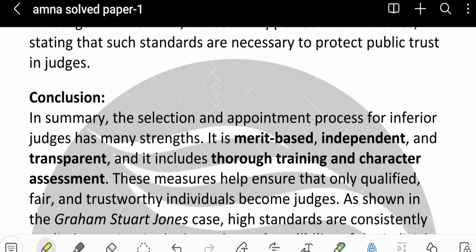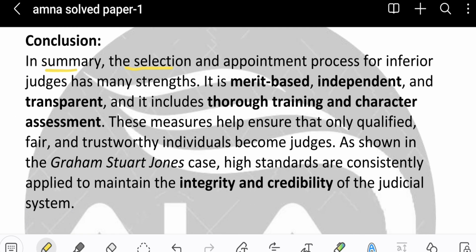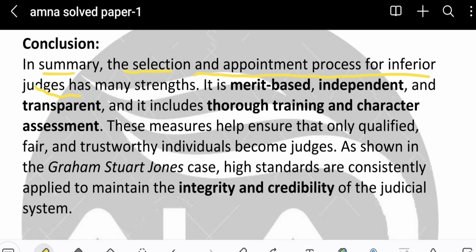So in the conclusion you have to write: in conclusion, in summary, the selection and appointment process for inferior judges has many strengths. It is merit-based, independent, and transparent. It includes thorough training and character assessment. These measures help ensure that only qualified, fair, and trustworthy individuals become judges. As shown in the Graham Stone John case, high standards are consistently applied to maintain the integrity and credibility of the judicial system.